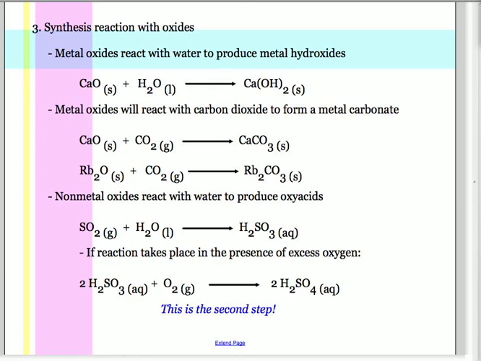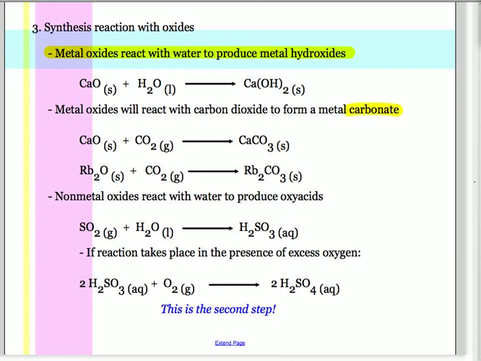So we'll mark the weirdos. The first one right here, this is your first weirdo you have to worry about. A metal oxide reacts with water, and it will produce a metal hydroxide. This is an example where calcium is our metal. So calcium oxide plus water makes calcium hydroxide. But the trend will always be the same. If this calcium was barium, if this calcium was potassium, if this calcium was any other metal, same trend.